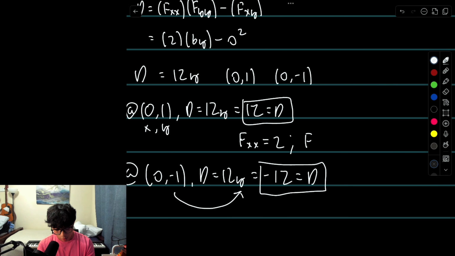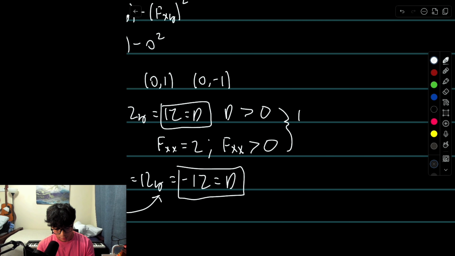So that means our double derivative of x is greater than 0. Our discriminant over here is a positive number, so that shows that our discriminant is greater than 0, meeting the requirements for a local minimum.